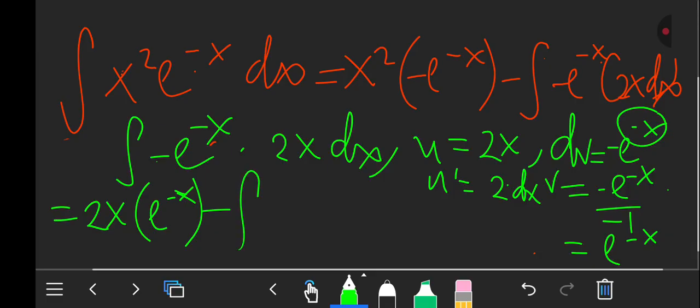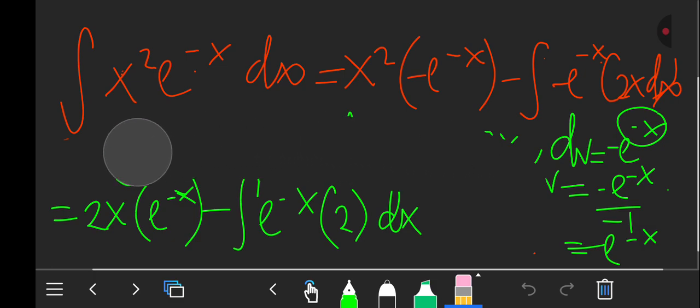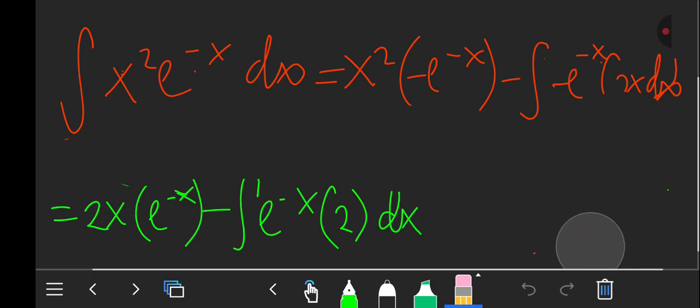Then minus the integral of, what is my v? My v again is e to the power negative x, multiplied by my du. My du is not really 2x, it's just a 2. Then dx. So this is what I'm going to have.